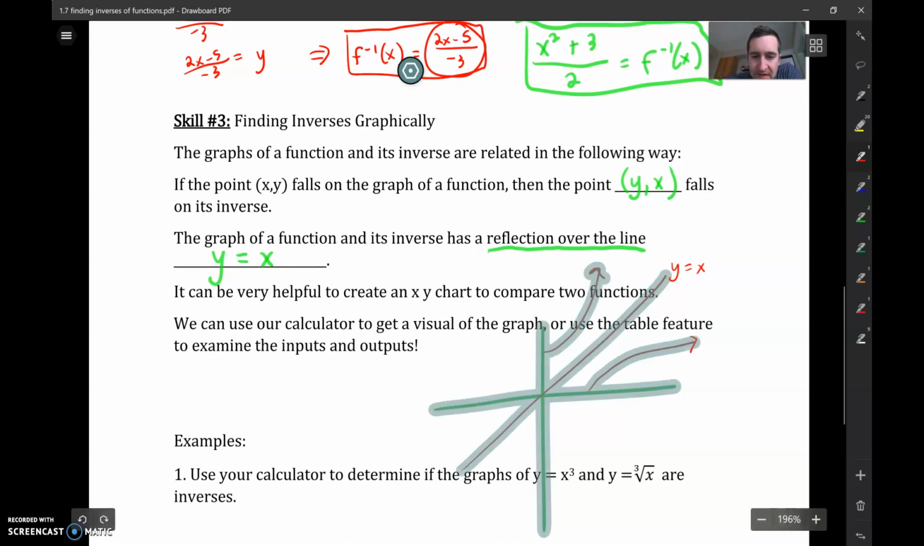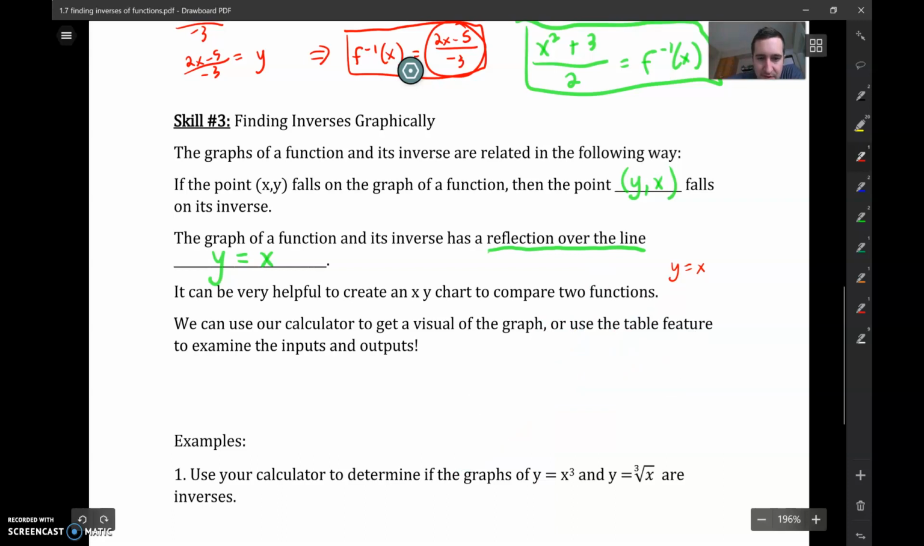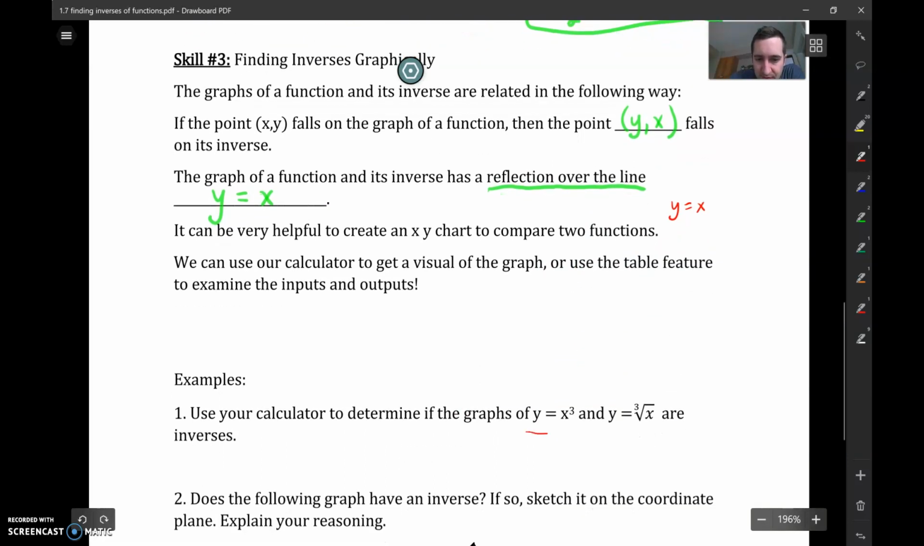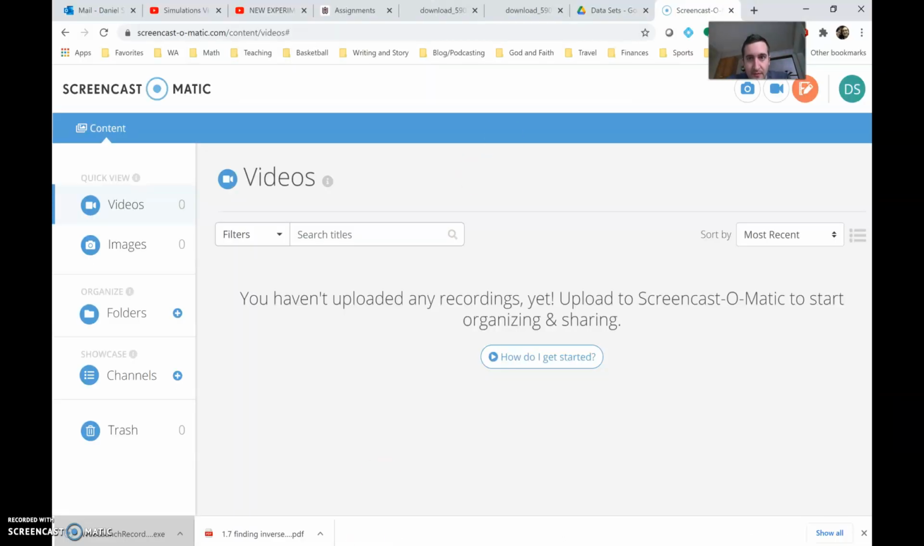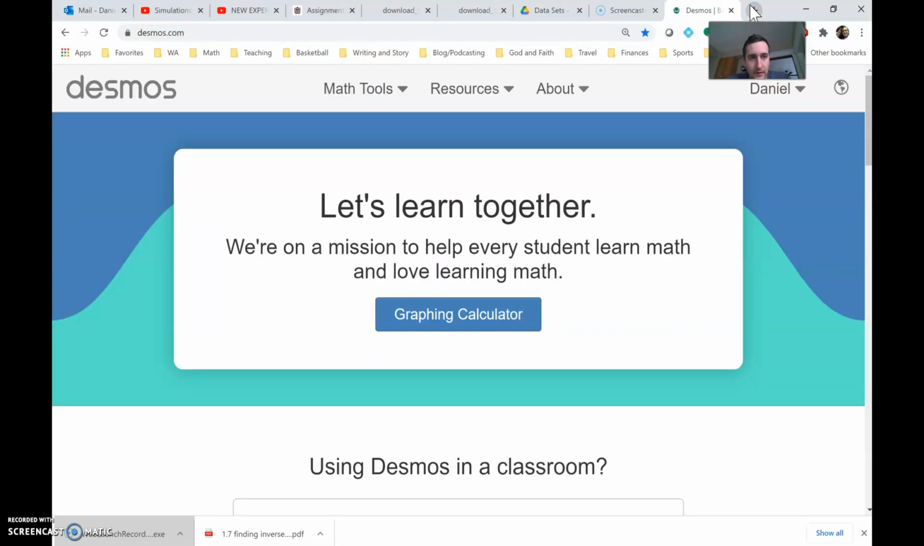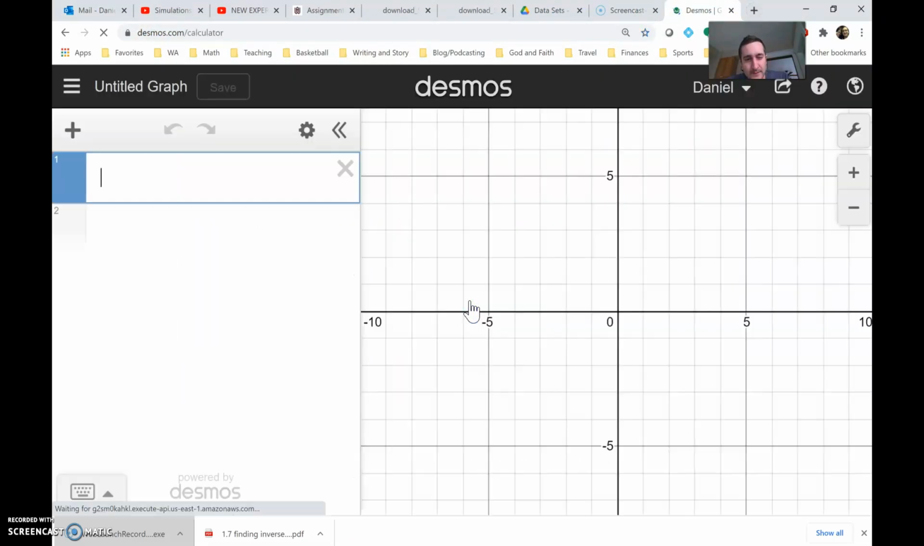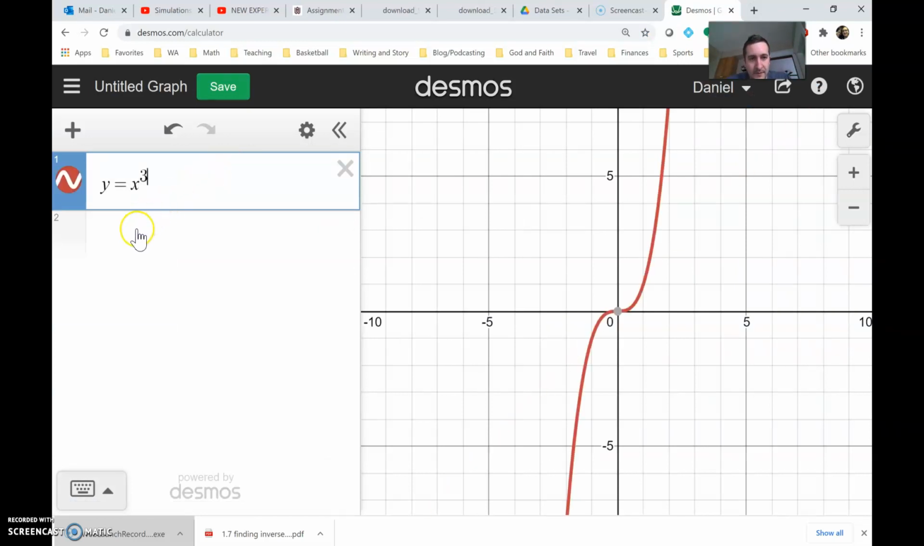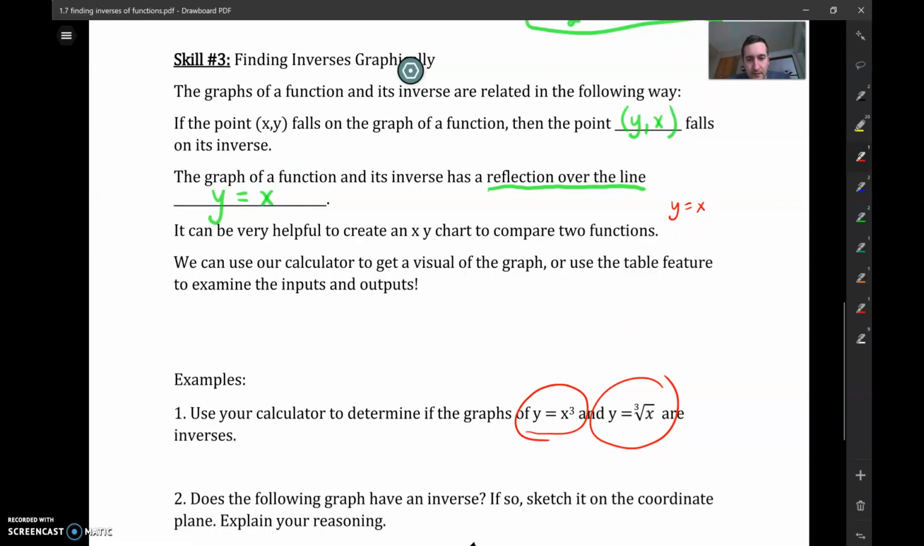Okay, so it says use your calculator to determine if these two are inverses. Let's just use Desmos. If you have a calculator, you can use it, but I'm just going to use Desmos real quick, just so we can see it. It's faster. So we've got y equals x cubed, and what was the other one? Cube root of x.